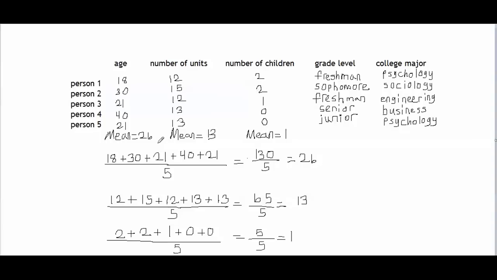We need to remember that the 5 right here is the number of numbers. So since there were 5 numbers in this column, we divided the total of the numbers by 5. Since there were 5 numbers in this column, we divided the total by 5. And since there were 5 numbers in this column, we divided the total of those numbers by 5. That's how we got the mean of all 3 columns of data.